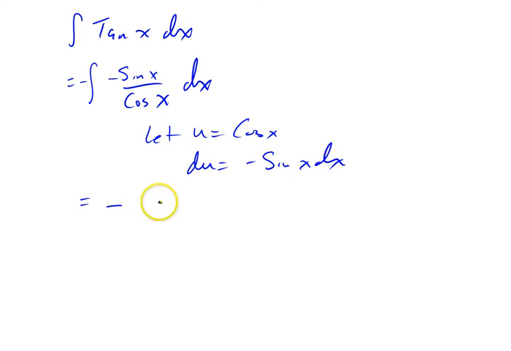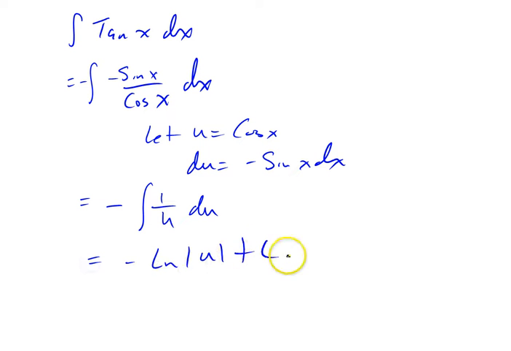I've got minus the integral of 1 over u du. The 1 over u is the 1 over cosine x, right? That cosine x in the denominator. And then the minus sine x dx is the du, right there. Minus sine x dx is du. Now that's just minus the natural log of the absolute value of u plus a constant, which is minus the natural log of the absolute value of the cosine of x.